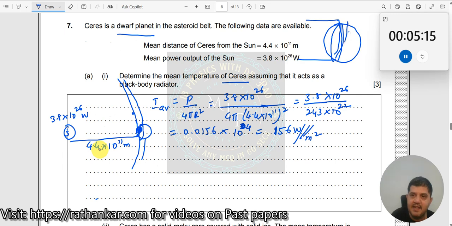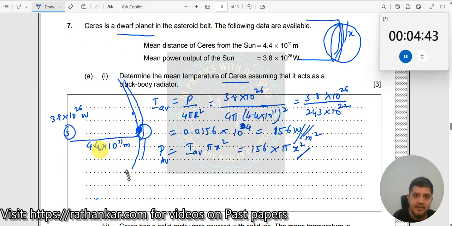If x is the radius of this sphere, then the power which is incident onto this object will be equal to I average multiplied by pi x square. Intensity multiplied by area is power. So this is your P average, which should be equal to 156 times pi into x square. I do not know the value of x. It's not given here, so let me just keep it like this.